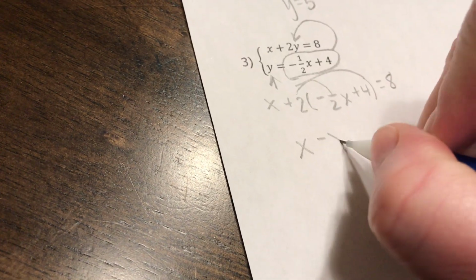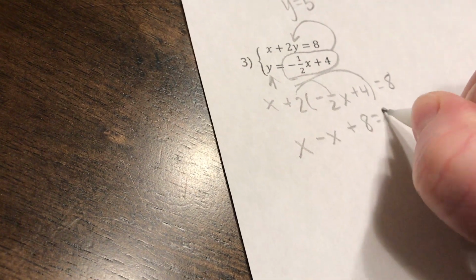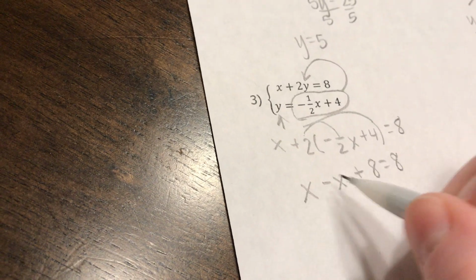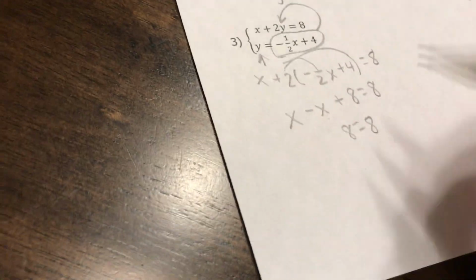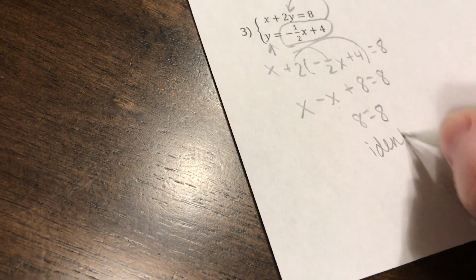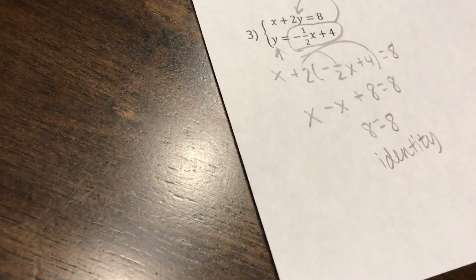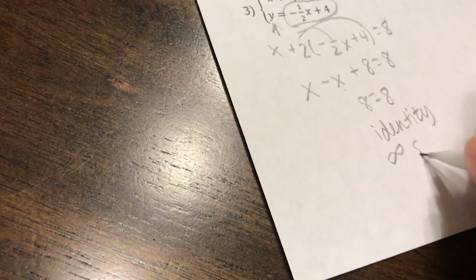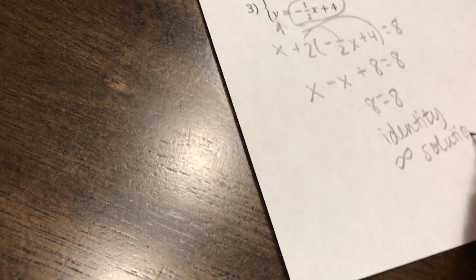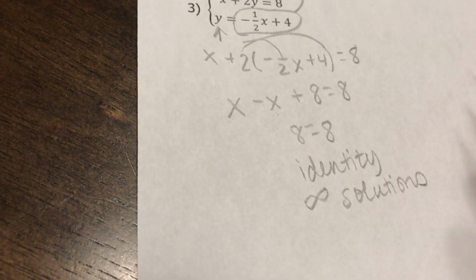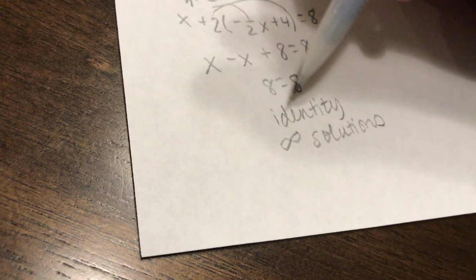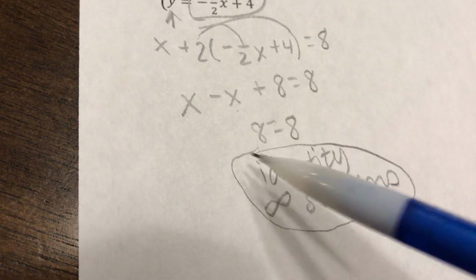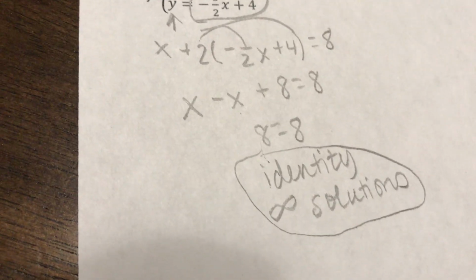So we get x minus x plus 8 equals 8. And what happens here is x minus x is 0, so we get 8 equals 8. Yeah, that sure is true, and we call that an identity. An identity is when you have 2 lines that are exactly the same, so you have infinite solutions. When you get something equal to itself, it's called an identity, and there are infinite solutions. If you got something like 8 is equal to 6, that means that there are no solutions.